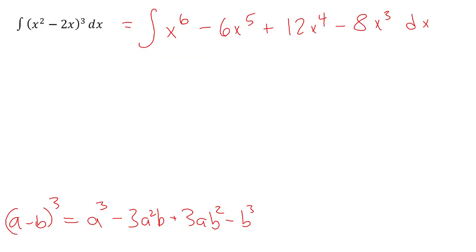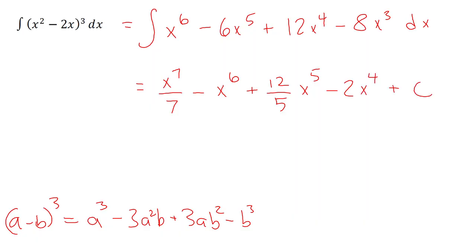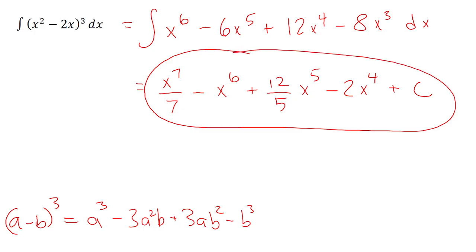And now we'll just do our integration here using the power rule, and that'll become x to the 7th over 7 minus 6x to the 6th over 6, or just minus x to the 6th, and then plus 12/5 x to the 5th, and then that one would go up to x to the 4th and divide by 4, so that'll be minus 2x to the 4th, and then of course plus our constant.